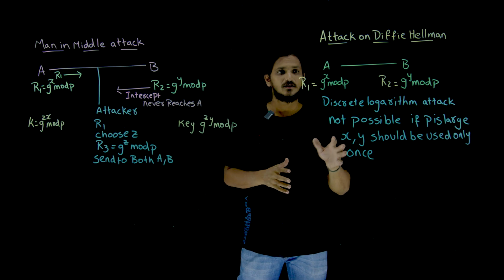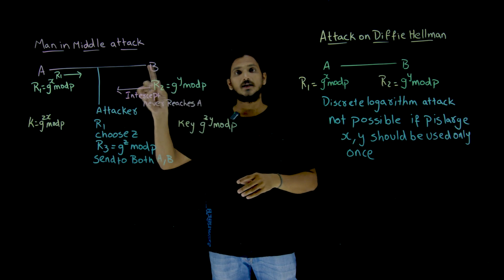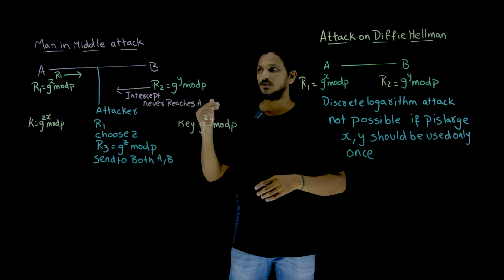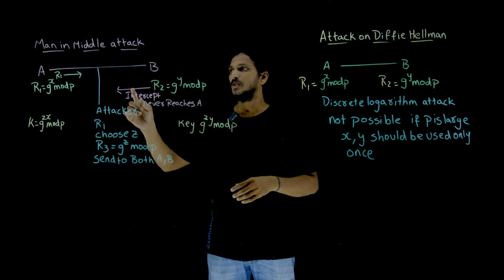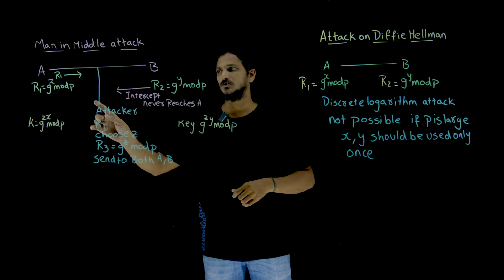And the next attack: this previous attack is not possible on Diffie-Hellman, but the other attack is possible. What is this attack? It is very interesting. It is the man in the middle attack. How is this attack possible?